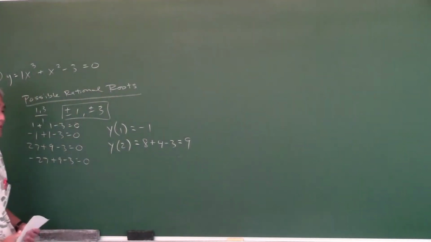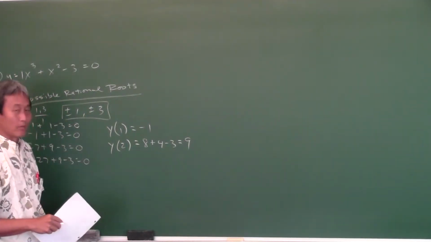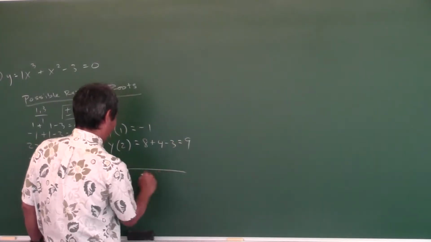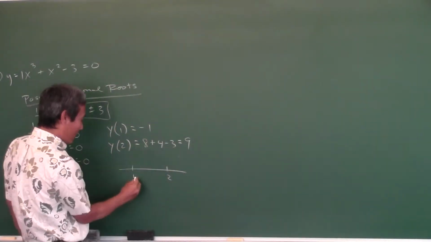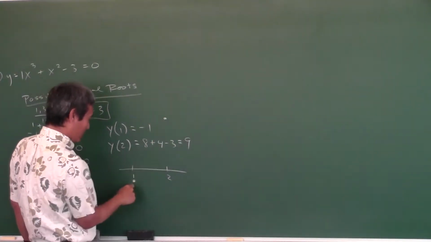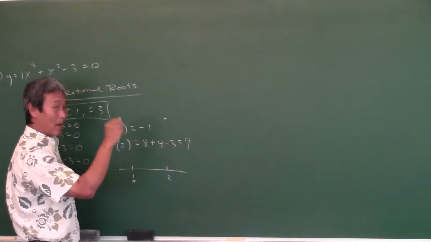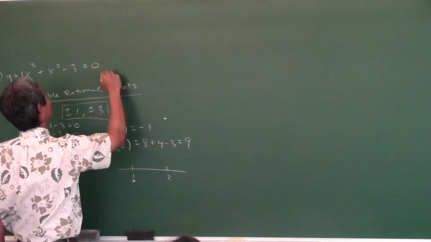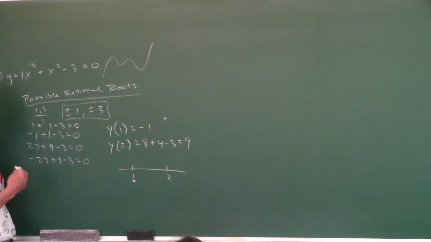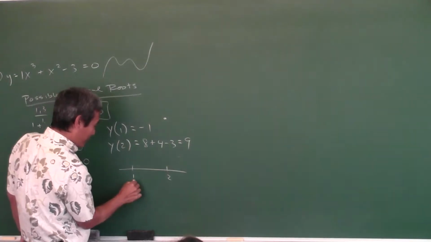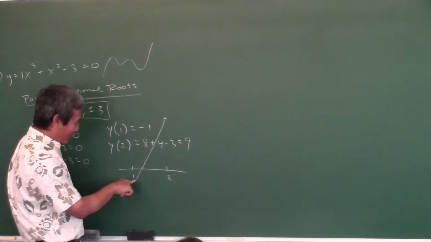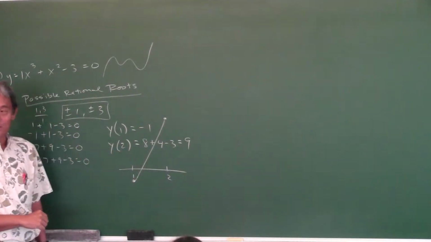So why does there have to be some irrational root somewhere between 1 and 2? Think of the graph. Here's 1, here's 2. When x is 1, the y-coordinate is negative 1. But when x is 2, the y-coordinate is 9 up here. Remember, polynomials are always continuous. One of the properties of polynomial functions is that they're always smooth and continuous. There are no breaks in them, there are no sharp points. So to get from here to here, don't you have to cross the x-axis somewhere in between? To get from negative to positive, don't you have to hit 0 somewhere in between?